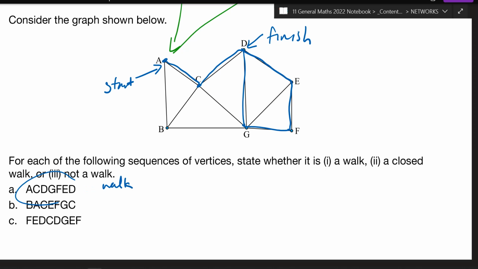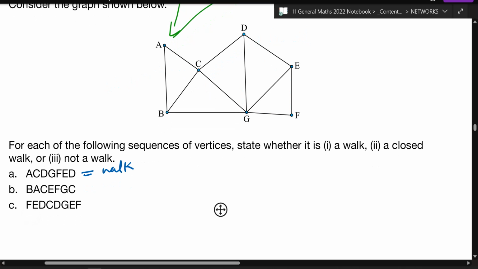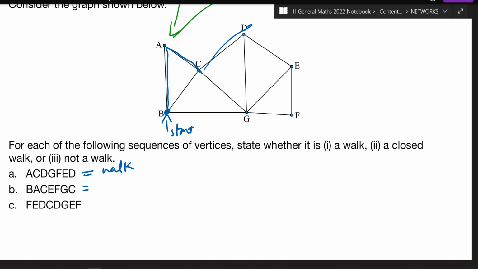Okay, let's try the next one. And I'll give you a worksheet to just solidify all this. Let's try the second one. So we're looking at B, so we start at B now, okay? There's your start. So we go B, then we go up to A, then we go to C, and then we go to E. Okay, what's wrong with that? Why is it not a walk? You can't get to E directly from C. Yeah, you've got to go either through D or at least go through G. Okay, so this one is not a walk.